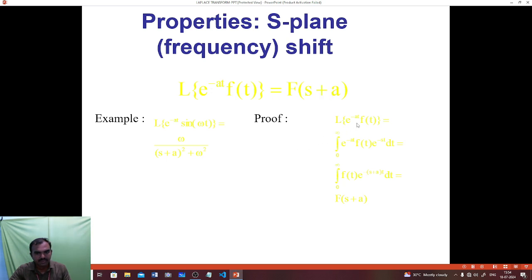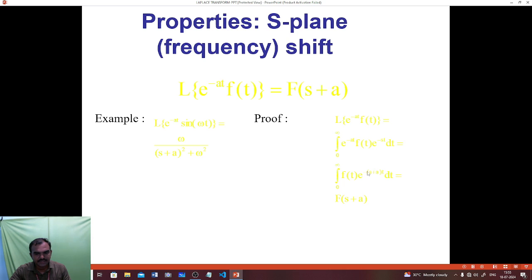So proof: L of e power minus a t f of t equals the integral from 0 to infinity of e power minus a t times f of t times e power minus s t dt. Both have the same base e, so we add the powers, minus a t minus s t, and take the common value minus t. So e power minus (s plus a) t dt. This is the formula of the Laplace transform.